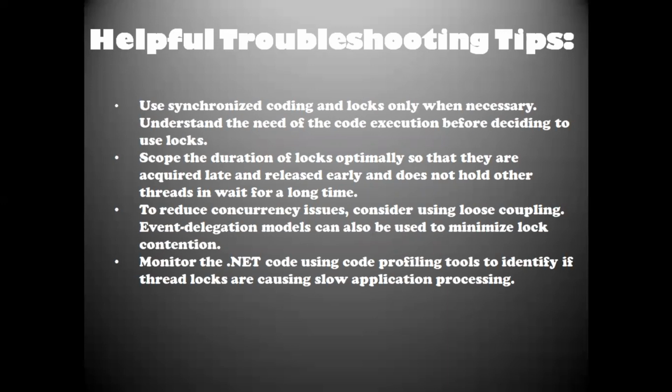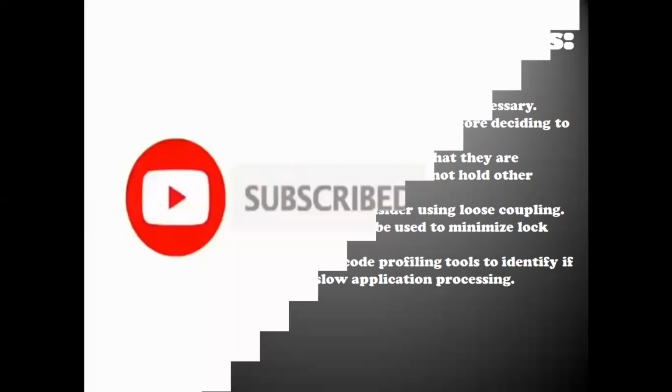To reduce concurrency issues, consider using loose coupling. Event delegation models can also be used to minimize lock contention. Monitor the .NET code using code profiling tools to identify if thread locks are causing slow application processing.